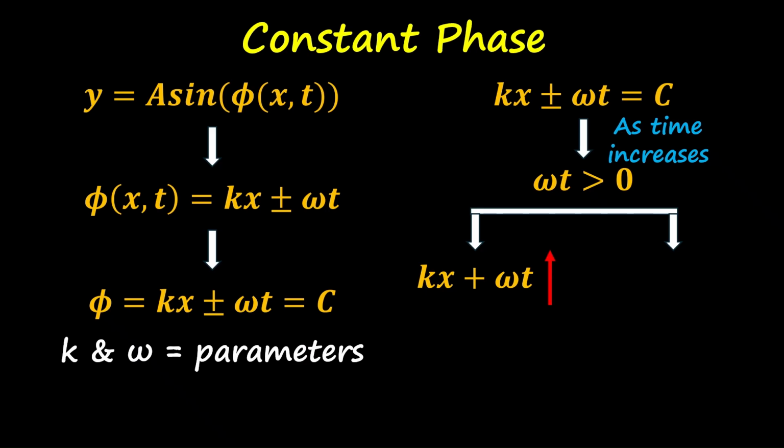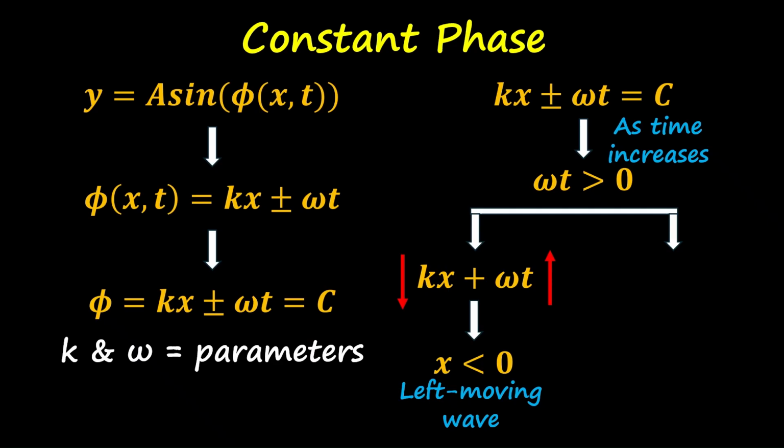But the phase has to be constant. So since the phase has to be constant, the other term kx has to decrease, because when one is increasing, the other one has to decrease in order to negate and give a constant phase. So that means here k is positive, so x has to be negative. So the wave will be a left moving wave.